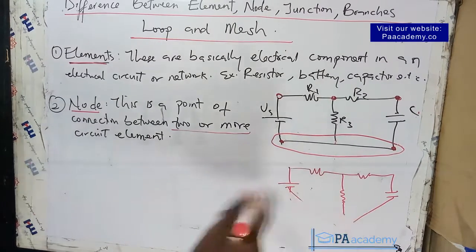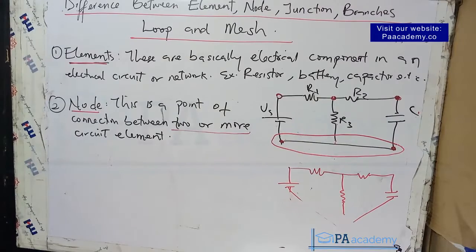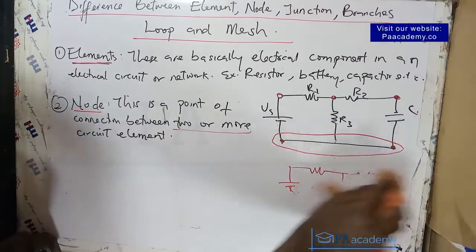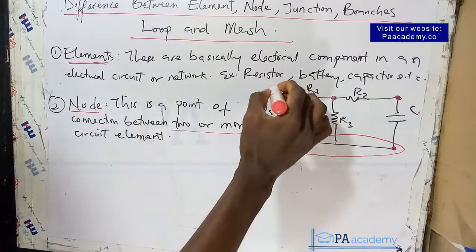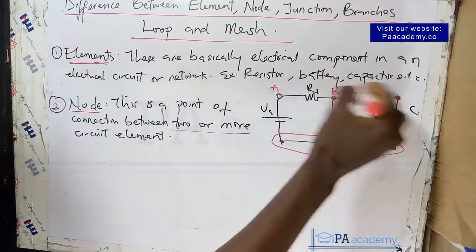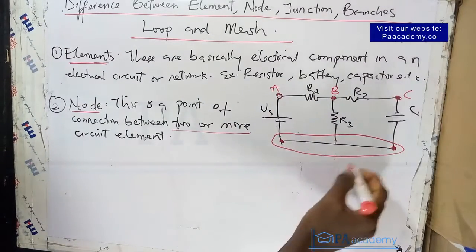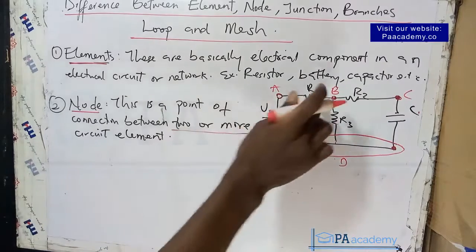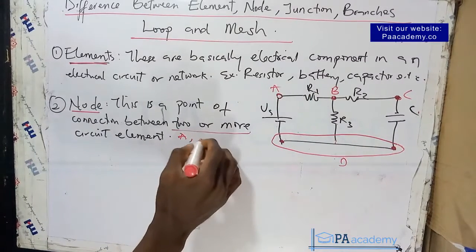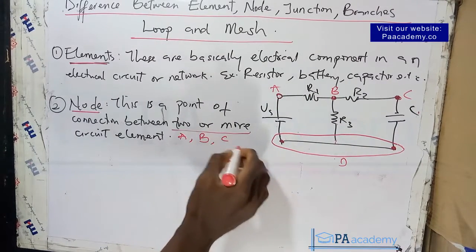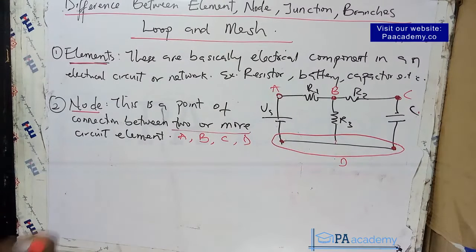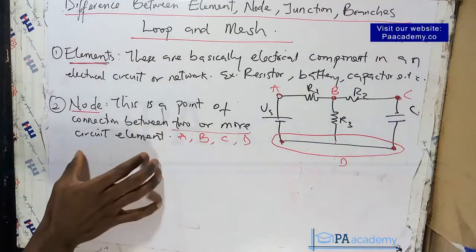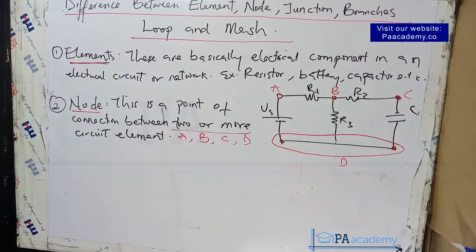So in this circuit, if you are to write out the nodes, let's call these points A, B, C, and then this entire one, let's call it D. So the nodes in this circuit are points A, B, C, and then this together D. Those are the nodes in that circuit. That is what we mean by node: a point of connection between two or more circuit elements.